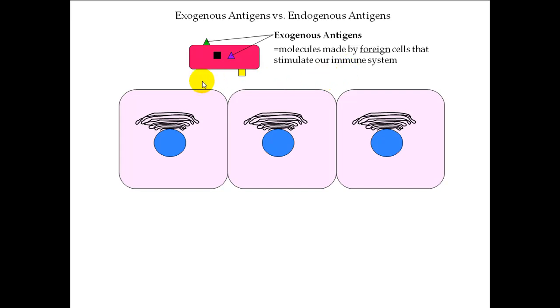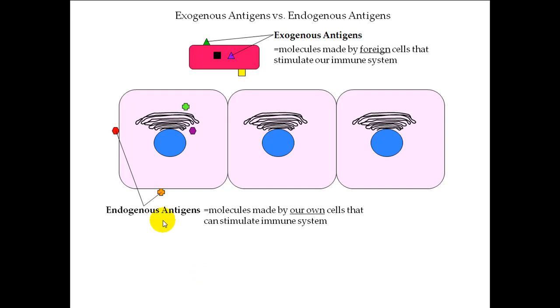It turns out that there are instances when the cells in our own body might actually make molecules that look weird, that look foreign. Right? So some of those molecules that the cell makes might stay inside of it. Some of them might be on the surface. But if it's a weird-looking molecule that's produced by one of our own cells, that's what would make it an endogenous antigen. Again, endo means inside because endogenous antigens are molecules made by our own cells that would stimulate an immune response. And so you might be wondering, well, why would our own cells ever make weird-looking molecules that might be recognized as foreign.